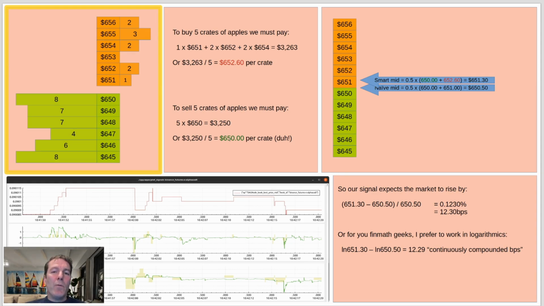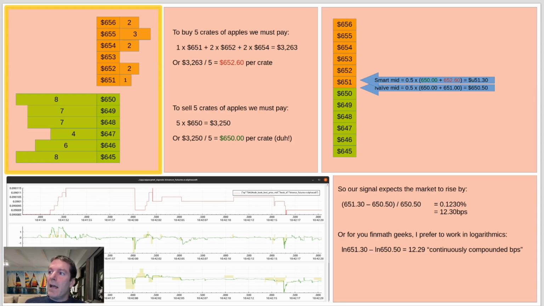So how about we create a signal whose thesis is that the market mid is actually going to rise or fall to match what it would actually be. What is the mid if you were going to buy or sell 5 crates of apples? So what we do is we work out how much it will cost on average to buy apples and cost on average to sell 5 crates of apples. And we just take the average of those to find the mid.